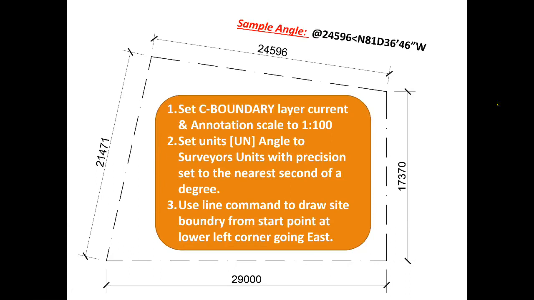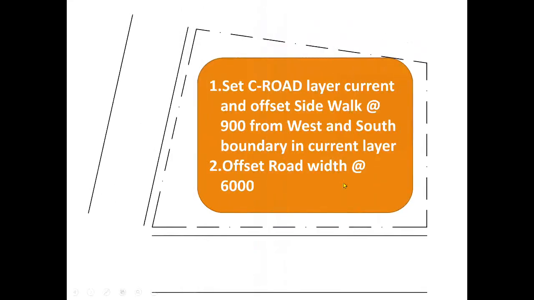All right, so we're going to pick up with the next step now, and that is to create the sidewalk. The distance from the boundary to the road is 900. So we're going to set the C road layer current. There's a layer called C road, and we're going to offset it in the current layer at a distance of 900. There are two boundaries we're offsetting, the south boundary and the west boundary. So we're going to offset 900 for the sidewalk and then 6,000 for the road width on both roads. Let me demonstrate that, and then you can do it as well.